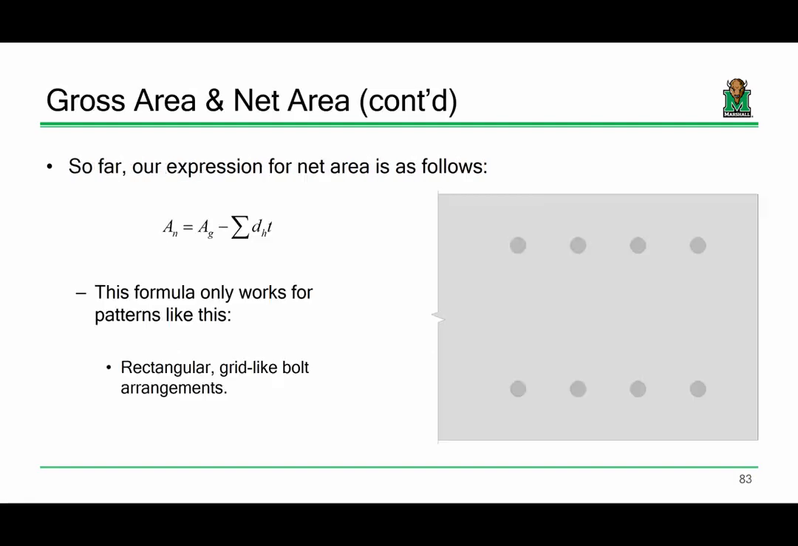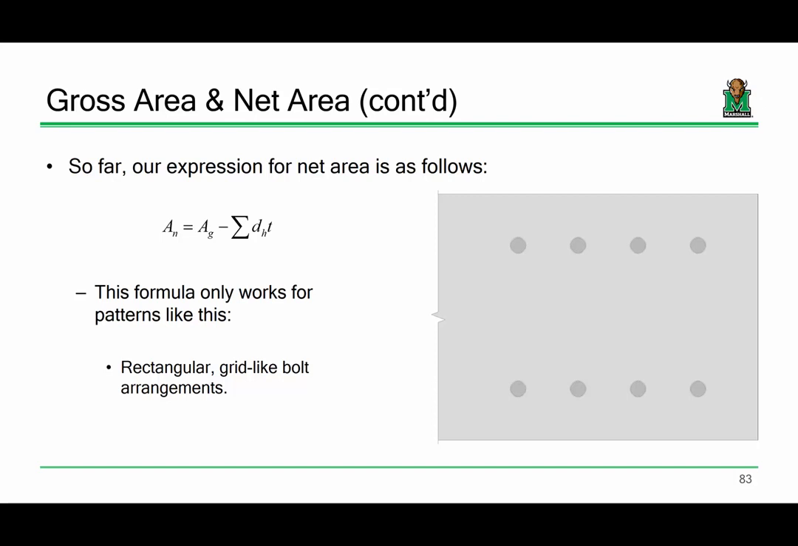Okay. So, would you agree that up until now, the expression for net area that we have computed or derived is as follows? That the net area equals the gross area minus the sum of the diameters of the holes times the thickness, right? Whatever thickness is appropriate. If it's a web thickness, a flange thickness, whatever. For now, is everybody okay with that?